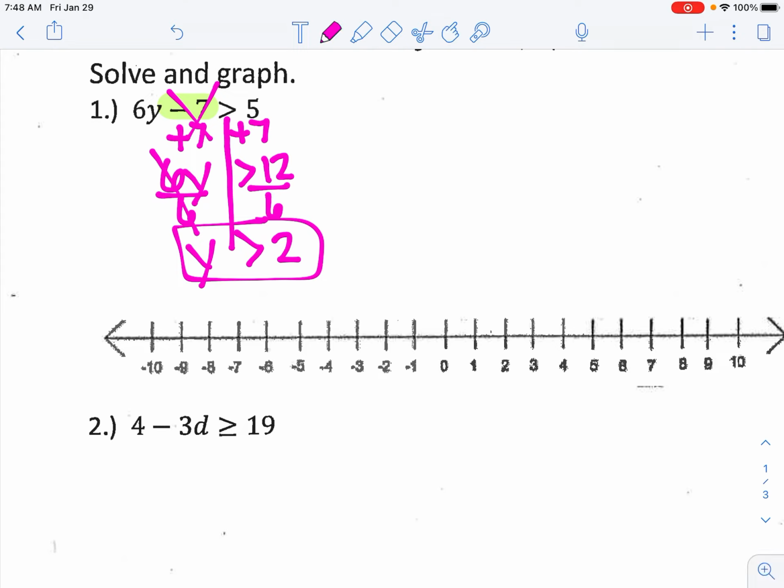So we're going to find 2, put a circle at 2. That's going to be an open circle since the sign is greater than, showing that 2 is not a solution for y because 2 is not greater than itself.